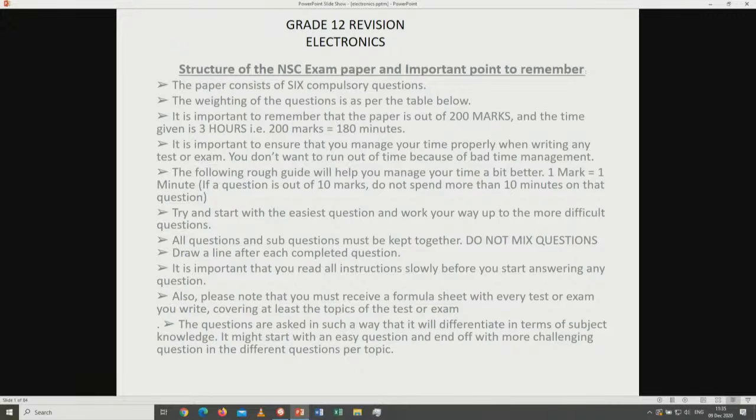Every question paper will come with the formula sheet at the back. The questions are asked in such a way that they differentiate in terms of subject knowledge. It might start with easy questions and end off with more challenging questions in the different question papers.